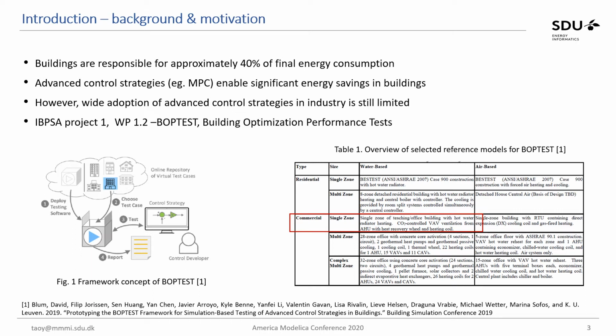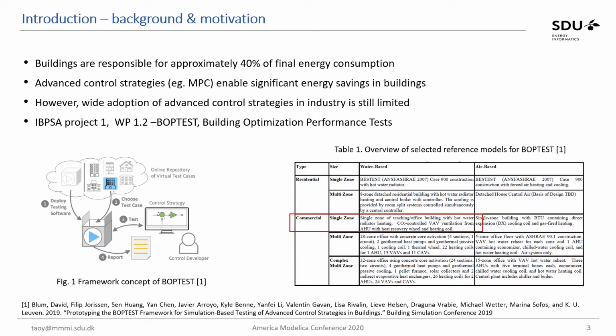There is actually one ongoing project, IBPSA Project 1, and under this project, one of the subtasks, work package 1.2, is doing this job. It is to develop the Building Optimization Performance Test, called BOPTEST, which allows users to provide the building model into the platform and commission the control strategy themselves, and then run the simulation and optimization, and then report the performance and make comparisons.